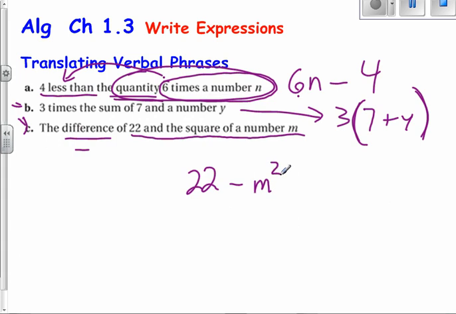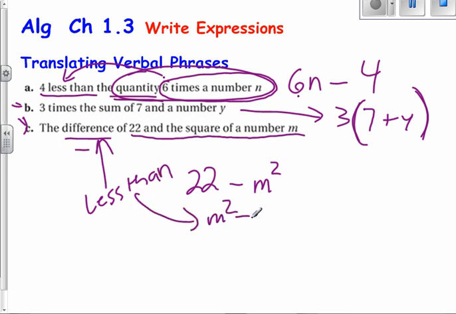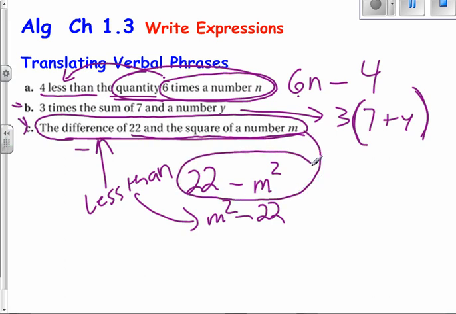Okay. Now notice that used the word difference. I know it's subtraction. If that had used the word less than, it would be like 22 less than the square of a number m. That would actually be reversed. If the words less than were used, that would be m squared minus 22. Okay. But in our example, the difference of 22 and the square of a number would simplify to this. Okay? All right, I think we're on our last slide.